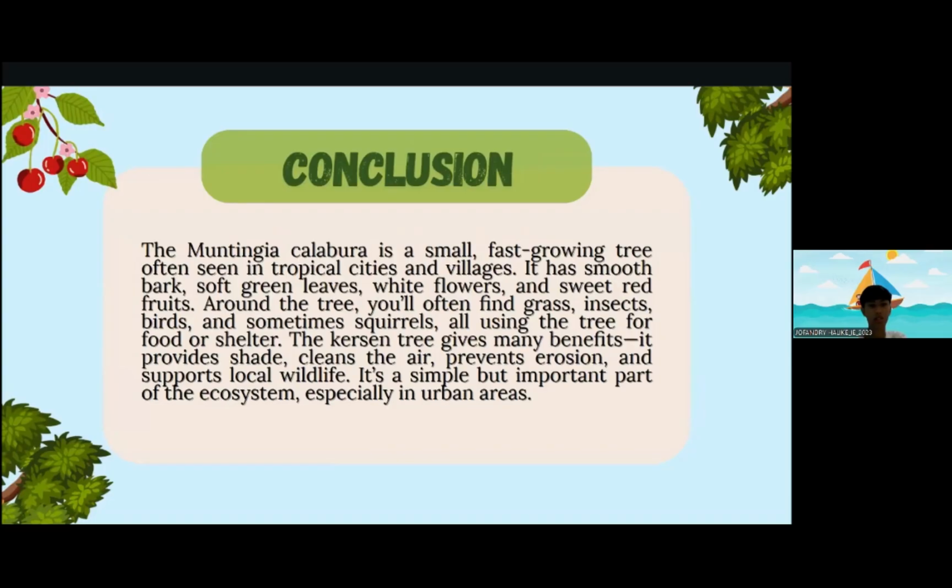Okay, so we reach the conclusion. The Muntingia calabura, or crescent tree, is a small, fast-growing tree often seen in tropical cities and villages. It has smooth bark, soft green leaves, white flowers, and sweet ripe fruits. Around the tree, you will often find grass, insects, birds, and sometimes squirrels, all using the tree for food or shelter. The crescent tree gives many benefits. It provides shade, cleans the air, prevents erosion, and supports local wildlife. A simple but important part of the ecosystem, especially in urban areas.